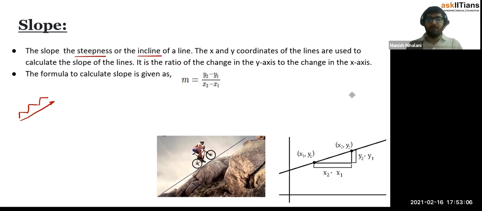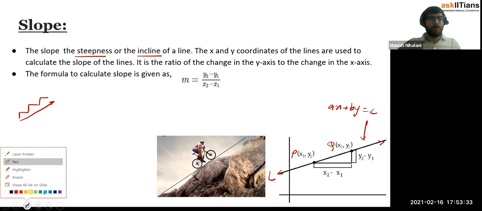So for example, here in this figure, if you have a line L, its equation can be anything. It can have ax plus by is equal to c. What we are doing, we are just considering 2 random points. So we considered a point P on this line which has coordinates x1 comma y1, and we considered a point Q on this line which has coordinates x2 comma y2.